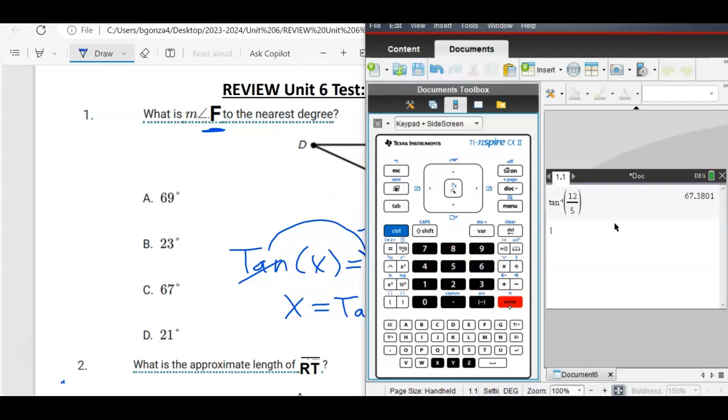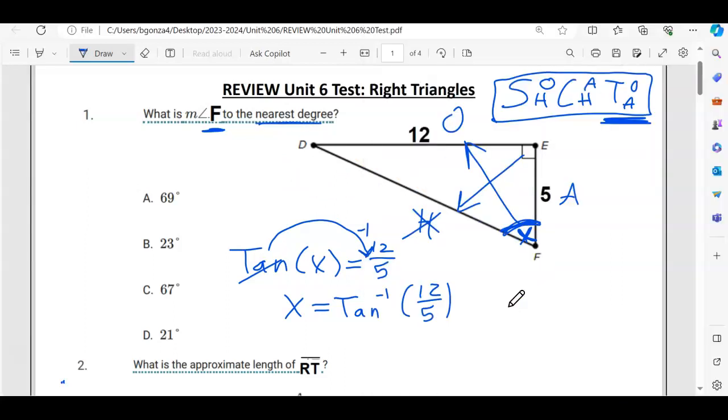All right, so I got 67.38. We're rounding to the nearest degree, so the closest degree is 67. Cool.